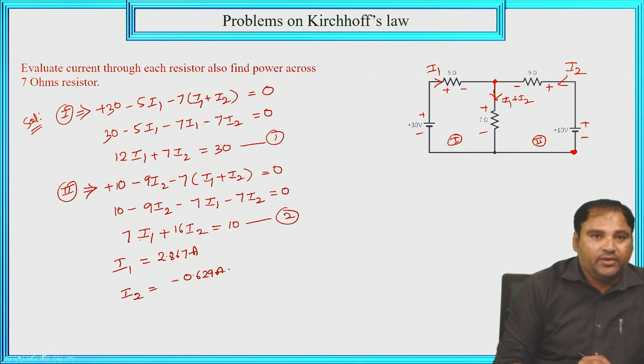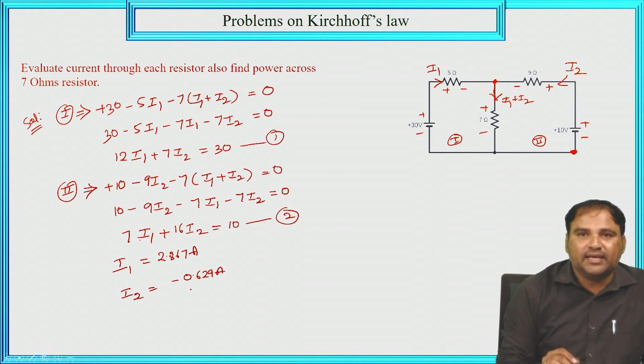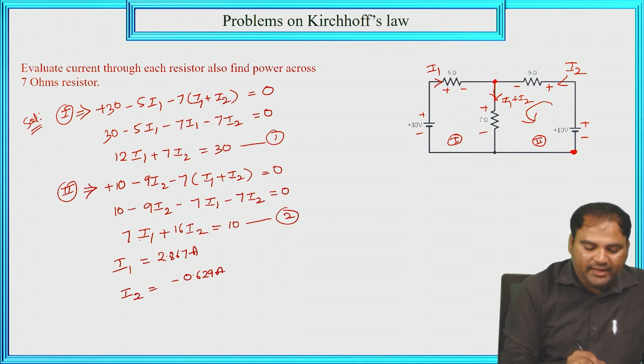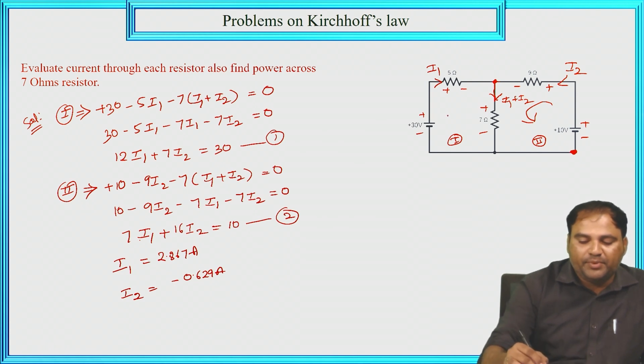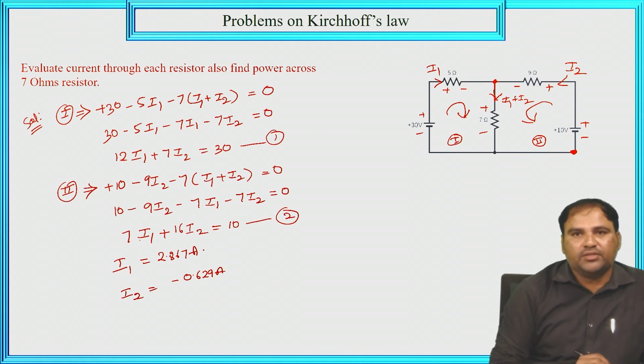Here you can see I1 value we are getting positive, I2 value we are getting negative. Why are we getting I2 as negative? Because the second loop is in anti-clockwise direction. That's why we are getting a negative value here. The first loop is in clockwise direction, that's why we are getting a positive value.